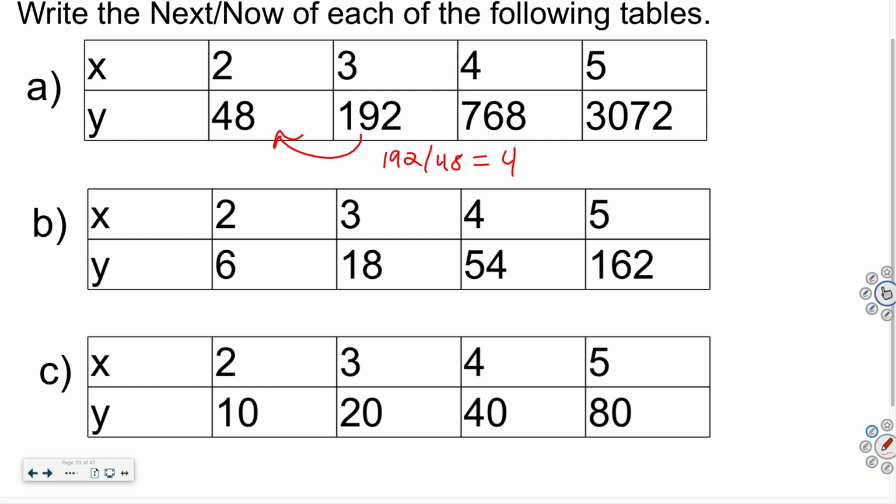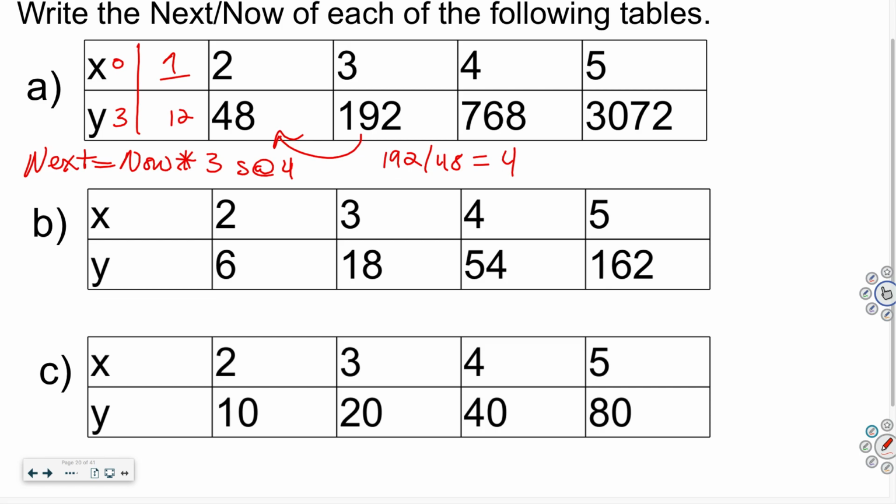So we need to get back to 0. Take 48 divided by 4. That's 12. And then 12 divided by 4 is 3. So that's our a value there. So next equals now times 4, starting at 3. That would be our next-now for A.